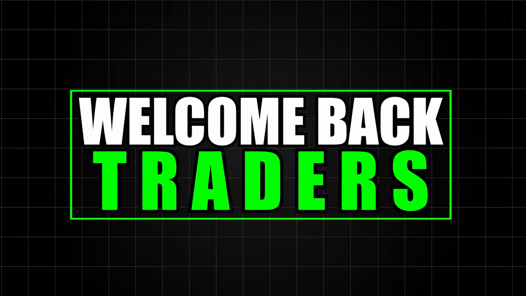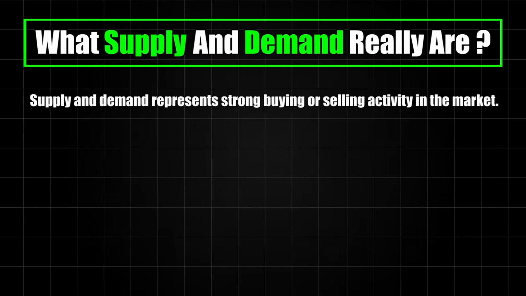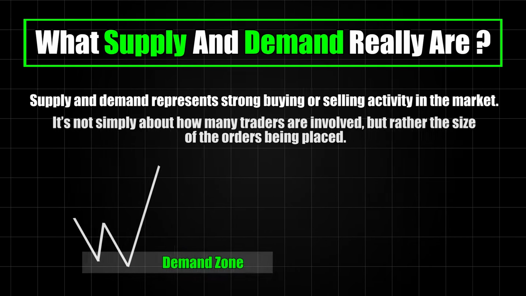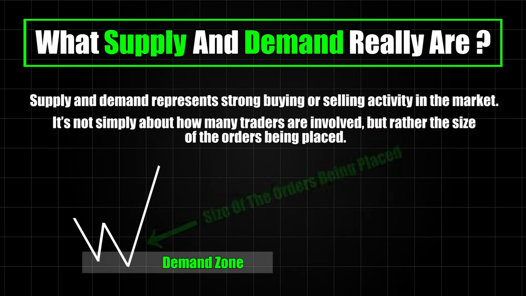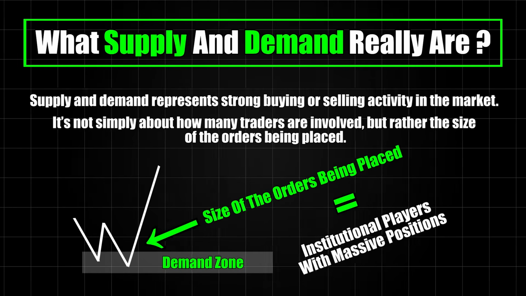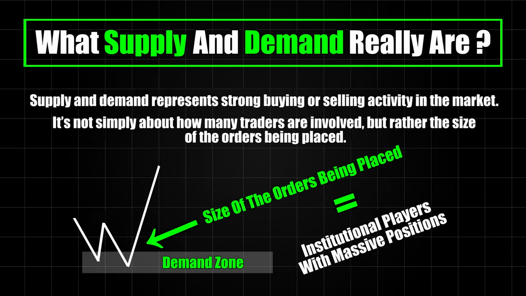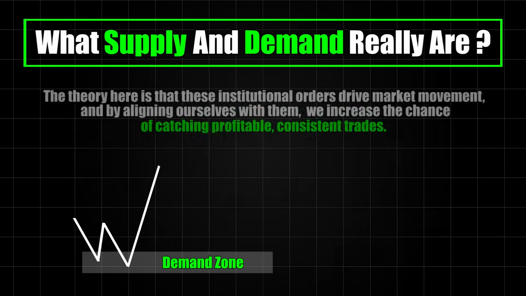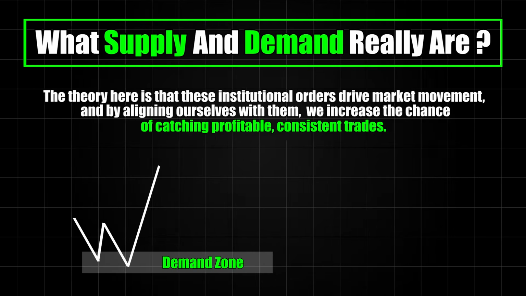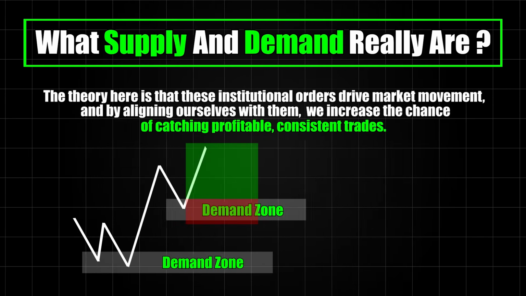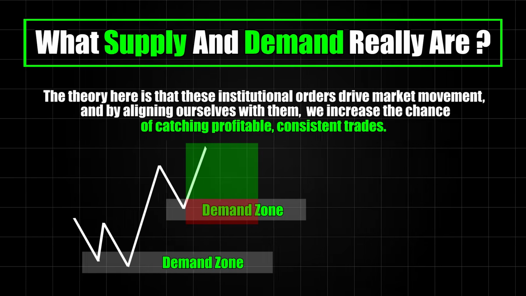Welcome back to Trade-ins. At its core, supply and demand represents strong buying or selling activity in the market. It's not simply about how many traders are involved, but rather the size of the orders being placed. In fact, just a few institutional players with massive positions can have a much bigger impact than thousands of smaller traders. The theory here is that these institutional orders drive market movement, and by aligning ourselves with them, we increase the chance of catching profitable, consistent trades.